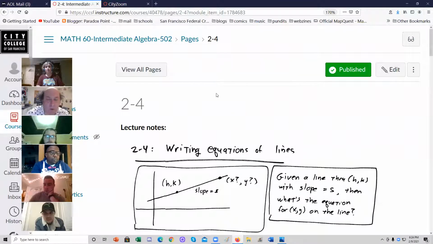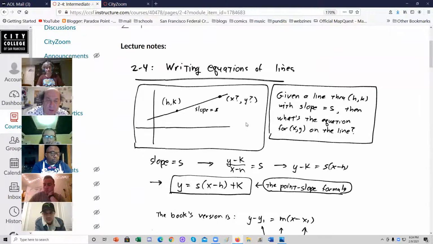Now we're going to talk about writing equations for lines. We'll start with a line through a point h by k. We're given h and k, and it has a slope s. We're given s, and it goes to the point x by y. What equation is there between x and y, given the line goes through h by k and has slope s?